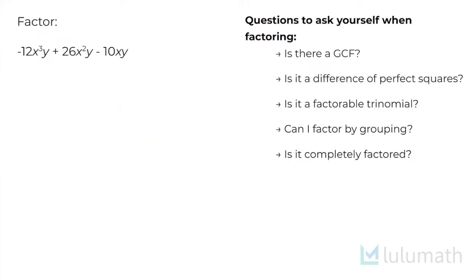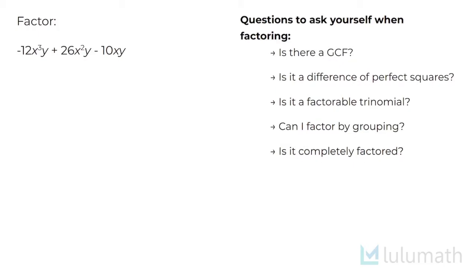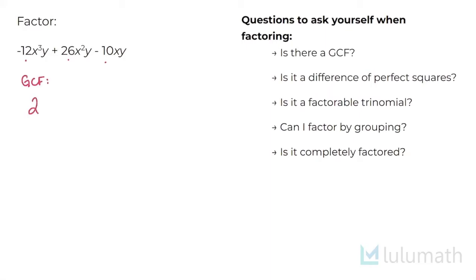For our next example, we want to factor negative 12x to the power of 3y plus 26x squared y minus 10xy. And we're going to go through this list of questions again. So our first question is, is there a GCF? So looking at what we have here, our coefficients are all even numbers, which means that they're all divisible by 2. So we know for a fact that there is going to be a GCF. Now, because our leading coefficient is negative, that means that our GCF is going to have a negative in it. So negative 2 is at least the first part of my GCF.